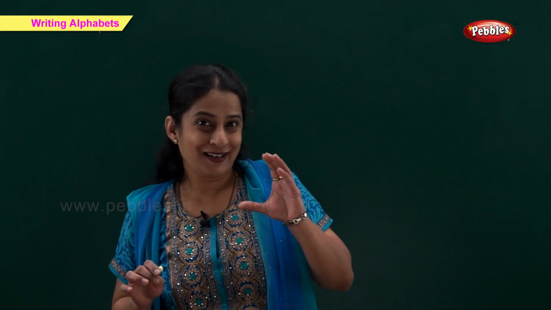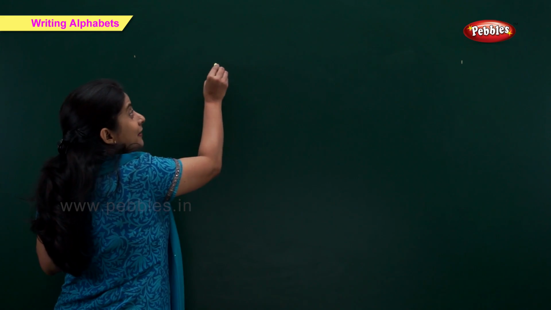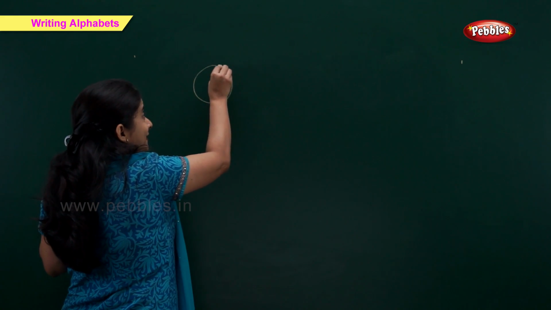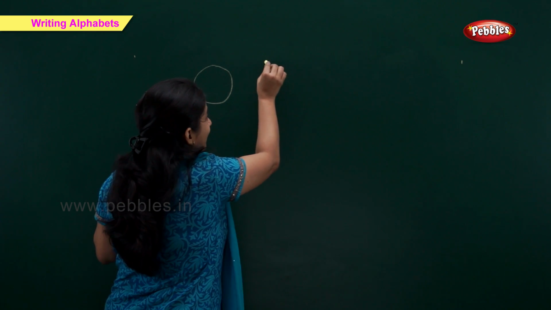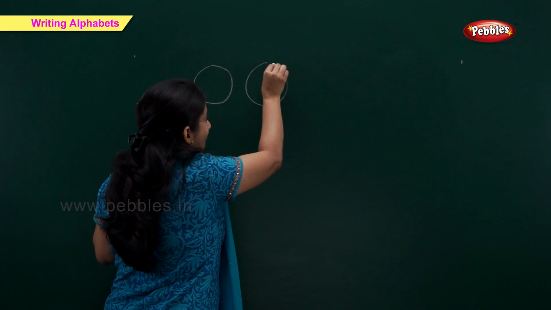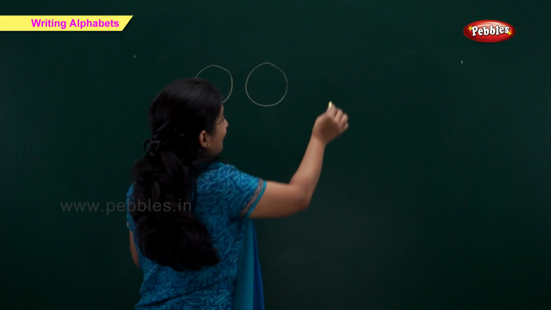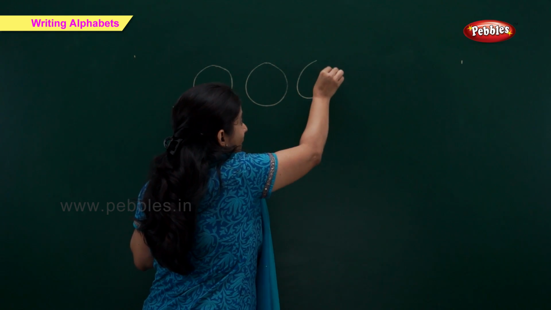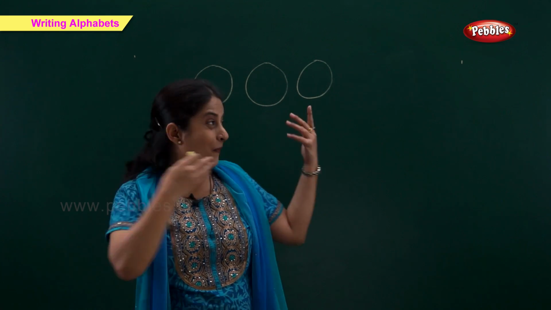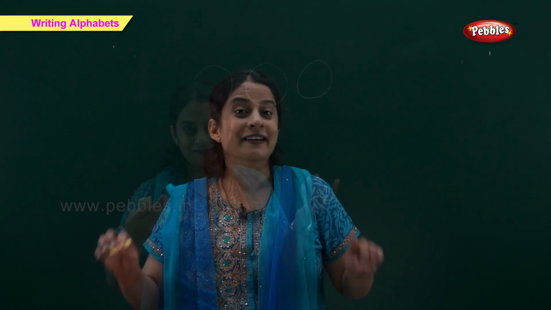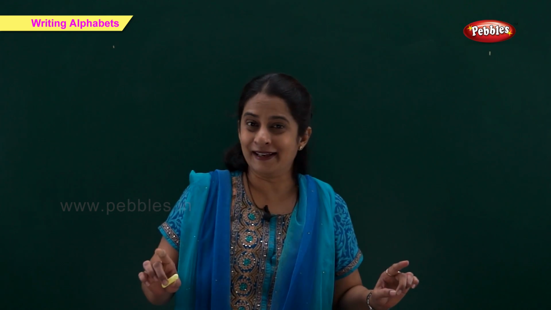And you know what? O is like a ball. Round and round, just like a ball is O. O. Isn't it simple? O. It's time to write P.